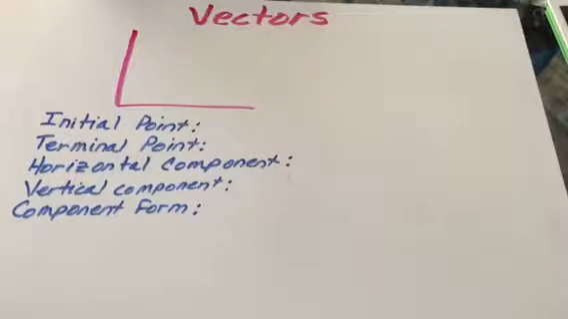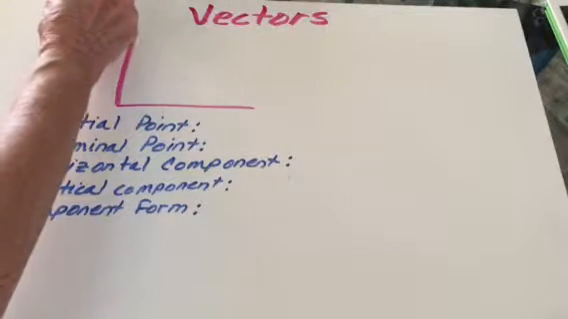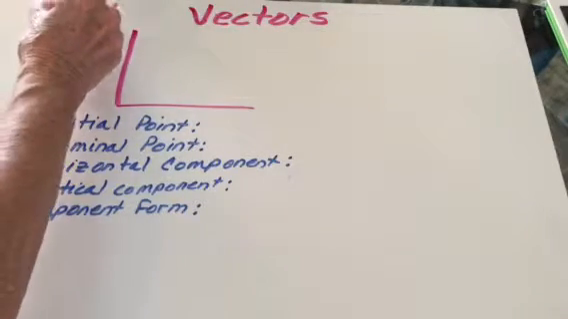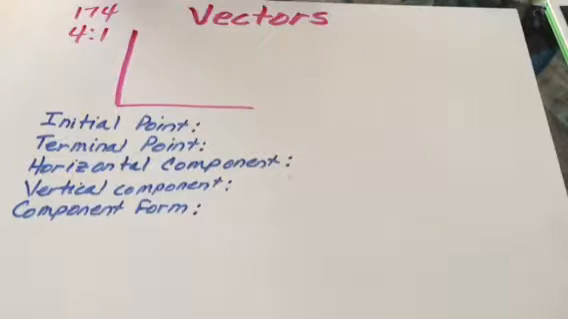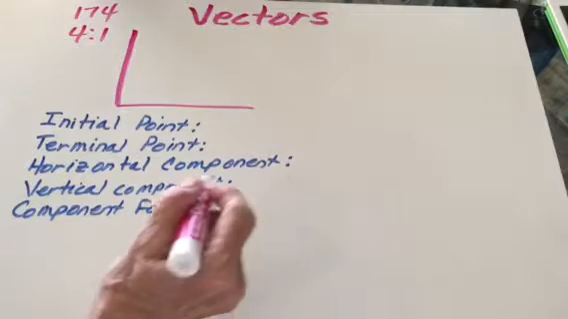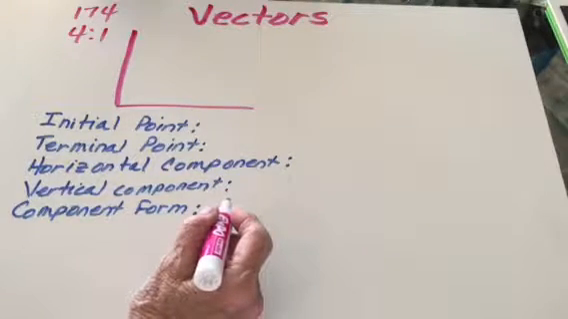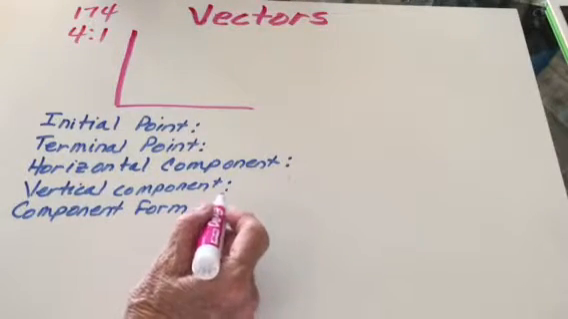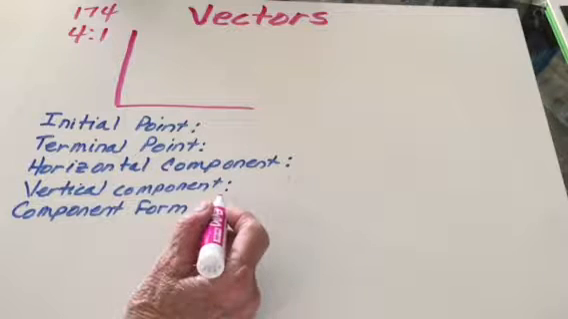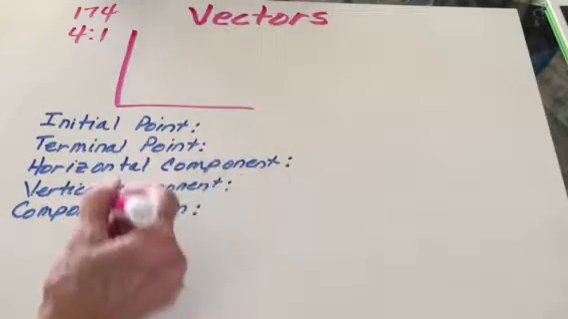In this video, we're going to be talking about vectors. You'll find this in your book on page 174. It's 4.1. A vector basically is a line segment. But there are parts to it that we want to talk about.